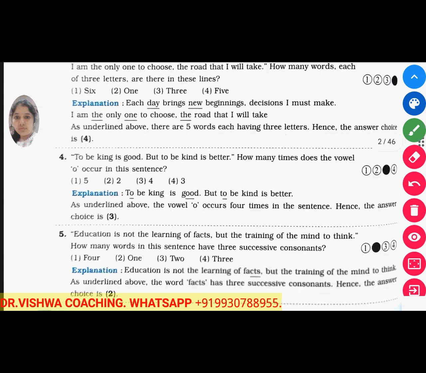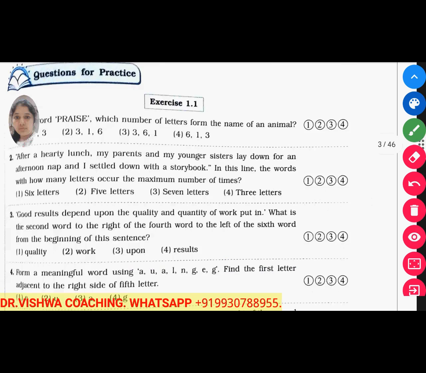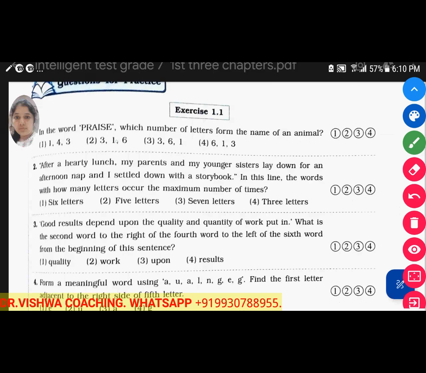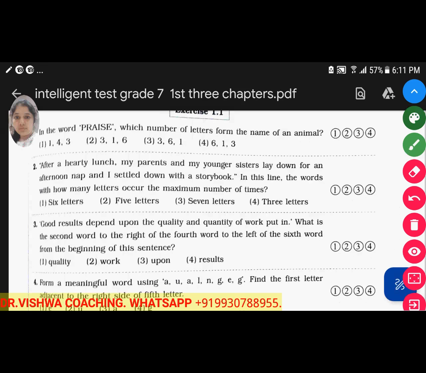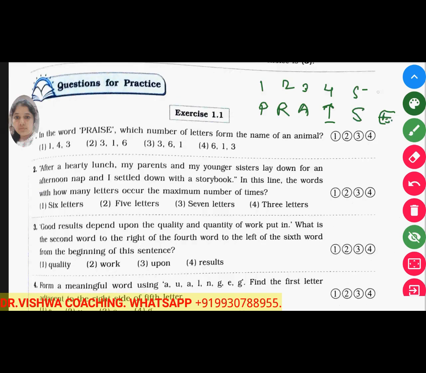Now see, very first question is, in the word praise, which number of the letters form the name of an animal? Now here some sequences are given: 1 4 3, 3 1 6, 3 6 1. What is it? Now it is the number of letters in this word. Now praise, PRAISE, we will give it the numbers 1 2 3 4 5 6. Now pick up the letters. 1 4 3 means PIE. PIE, is there any meaningful animal name? You just think and you find the answer.